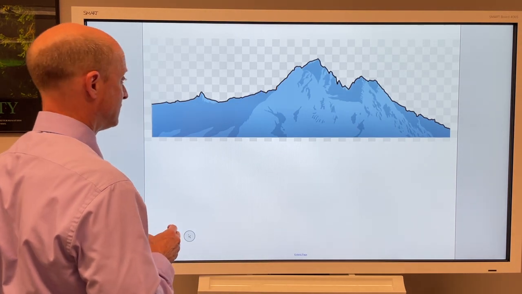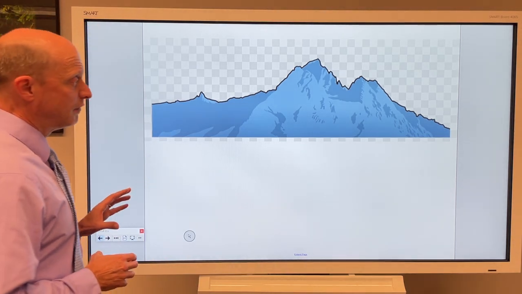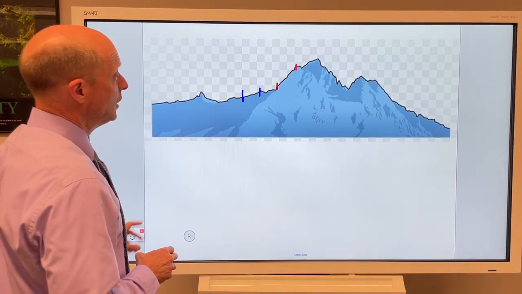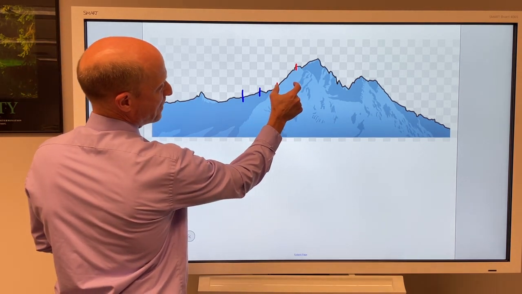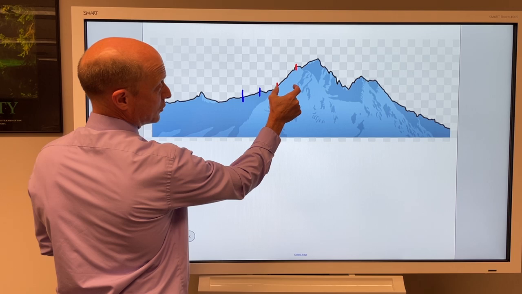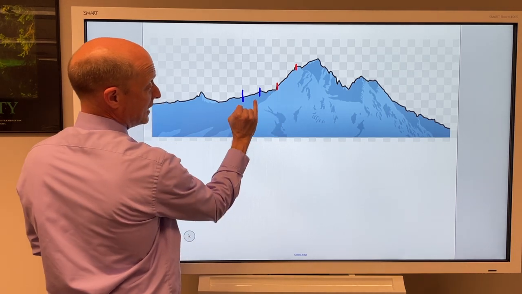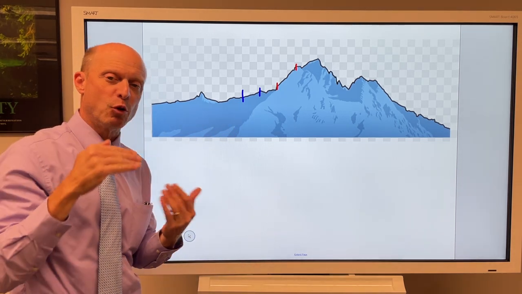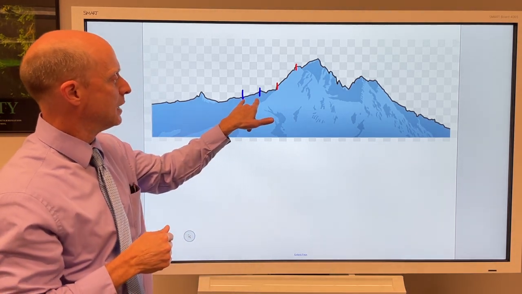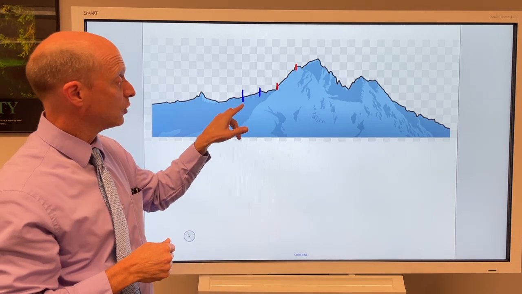So for instance, if this is a profile of a mountain here, between the two red lines, we have a pretty high gradient. It's pretty steep right here. But between the two blue lines right here, it's much flatter, more gradual. So it's a lower gradient, more gradual slope is what we say.